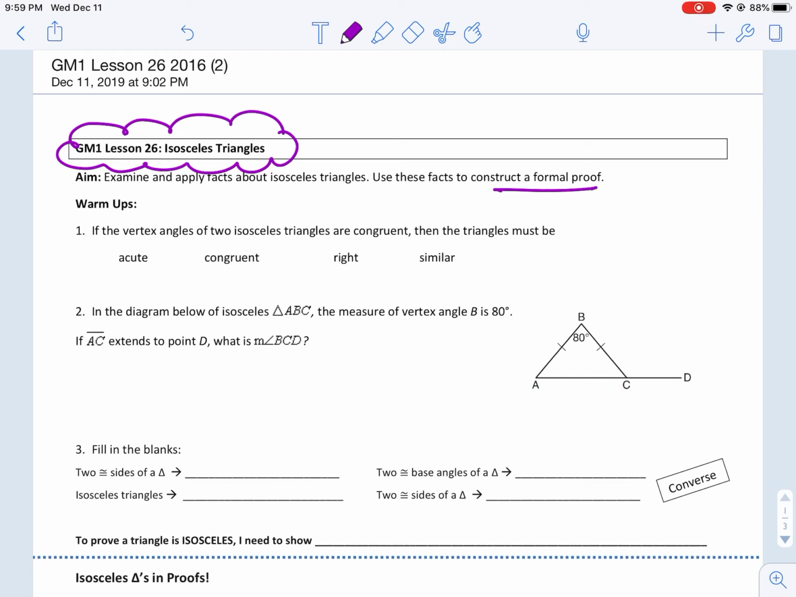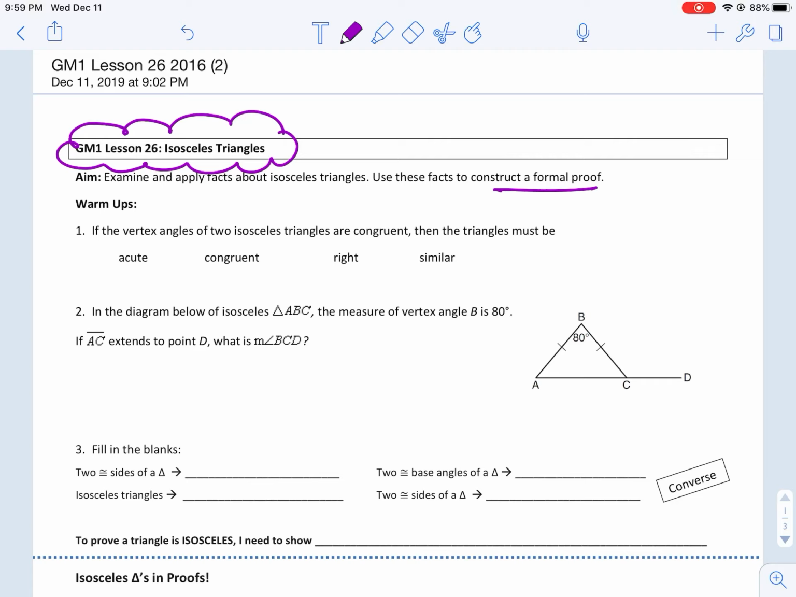So we'll start with our warm-ups. What I'm going to ask you to do is work on those for a few minutes, and then once you're done, you're going to come back and I'll go over them quickly. You can just do numbers 1 and 2. Give those a shot, pause the video, and when you're done with those, come back. Okay, so you should be done with your warm-ups. So let's go through this.